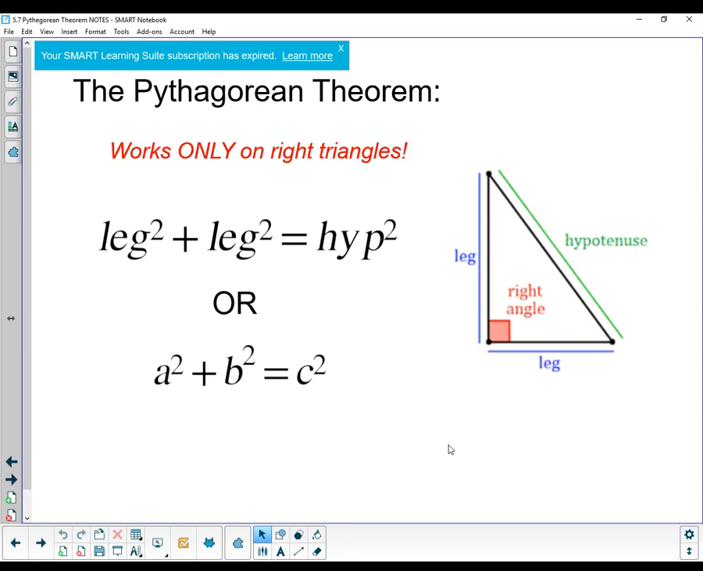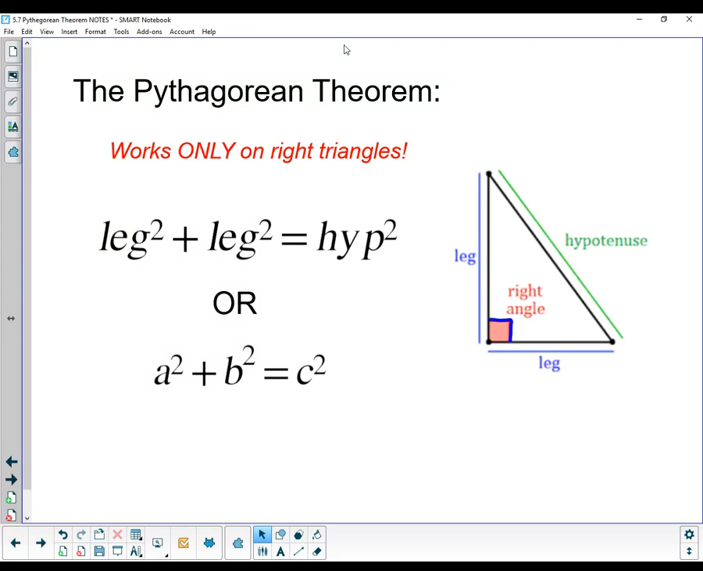Talking about the Pythagorean theorem, it can only be used on right triangles. We know that something is a right triangle by the square in the bottom of our triangle. That lets us know it's a 90-degree angle, and therefore we have a right triangle.